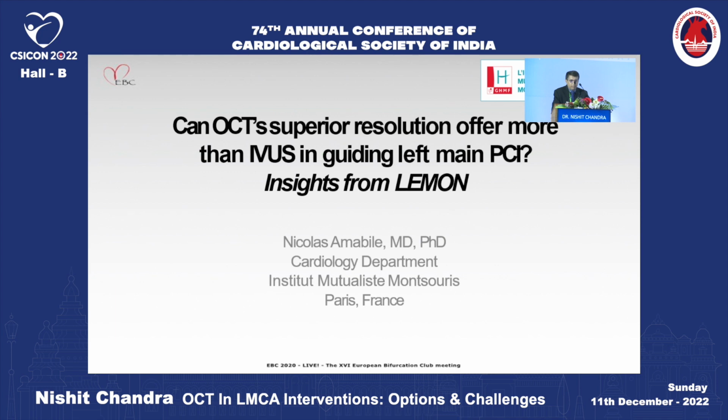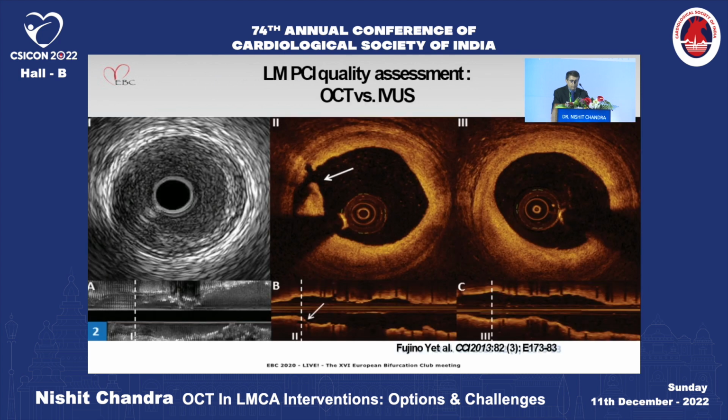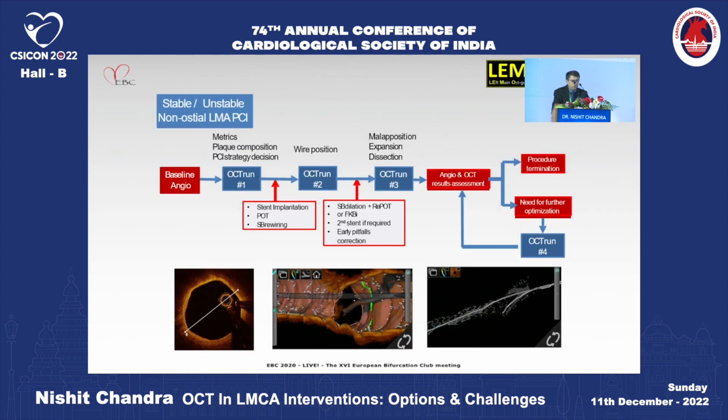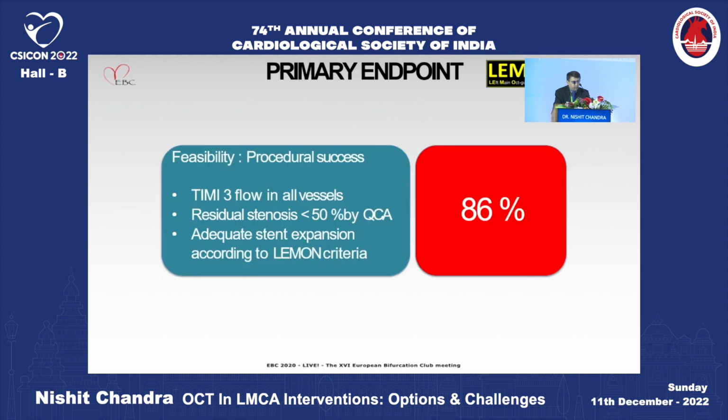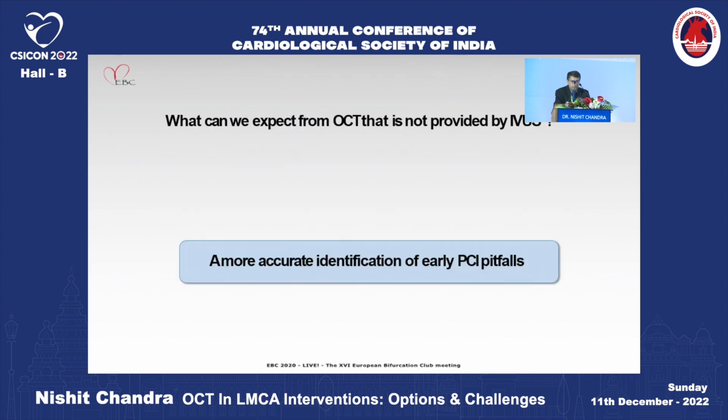Can OCT's superior resolution over IVUS help in guiding left main PCI? Insights from the LEMON study. This was a French study in which OCT was done about 3 or 4 times during the procedure, at all the levels of identifying the plaque composition, morphology, and wire position. The primary endpoint was feasibility. The procedural success was 86%, with TIMI-3 flow in all vessels, and adequate stent expansion in 86%.